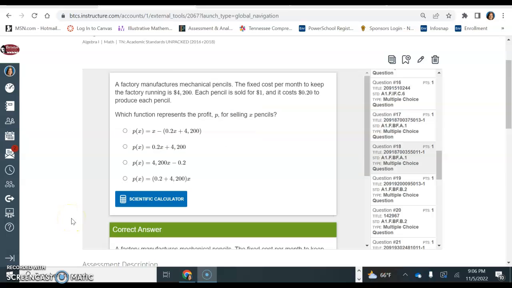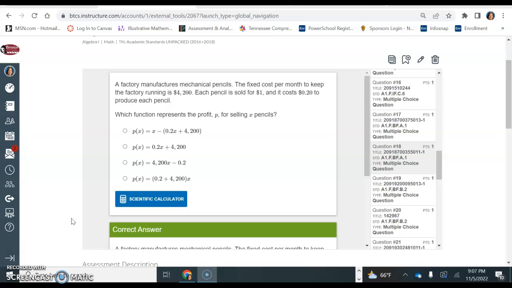All right, the next question says, a factory manufactures mechanical pencils. The fixed cost per month to keep the factory running is $4,200. So you know that's going to be negative $4,200, because if it costs that much, you're spending that much, so it's a negative amount. Each pencil is sold for $1 and it costs 20 cents to produce each pencil. So $1 minus 20 cents means you make 80 cents on each pencil.